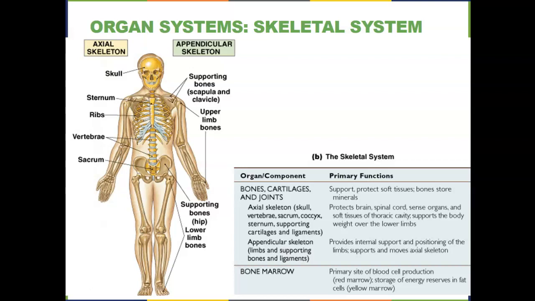The skeletal system includes all the bones, cartilage, and joints. So we are going to talk about the joints, and then the bone marrow. The bone marrow is the site of red blood cell production, but there's also some white blood cell production that can happen there.